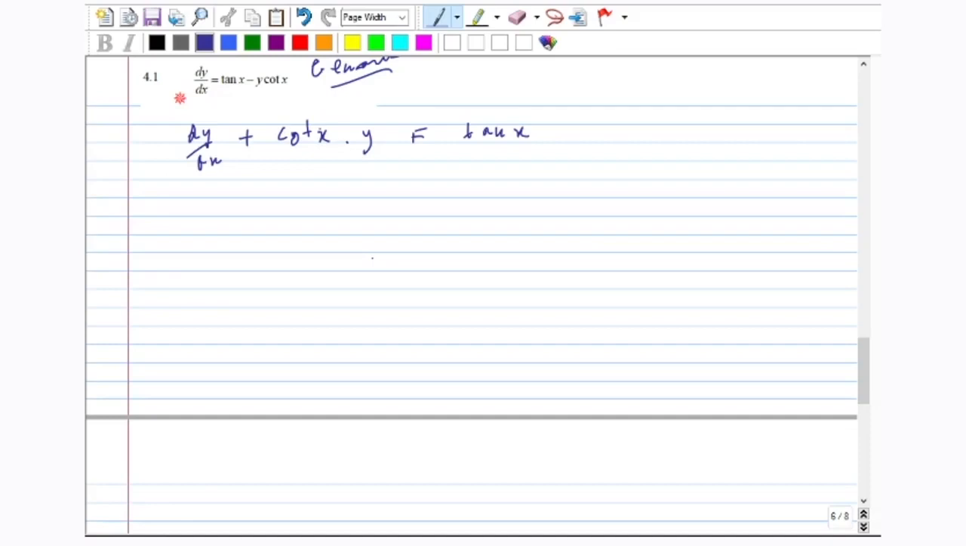Make the coefficient of y to be p. So we are going to say now, let p equal to cot x, obviously, which is positive in this instance, not like the previous one where it was negative. Then we have the integral of p dx that we want to calculate. So we want to calculate this now, the integration. So integral of cot x dx.